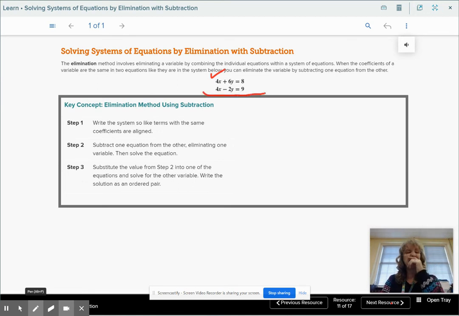So that's what they did here. And then we're going to subtract one equation from the other, eliminating one of the variables. So I'm going to go ahead and eliminate the second equation. So I'm going to rewrite the equation.